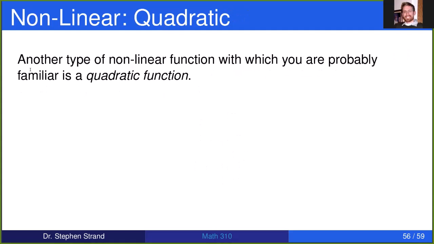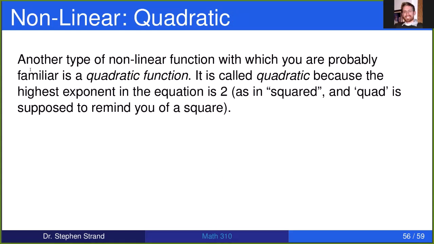Another type of function that you're probably familiar with is a quadratic function, which we call quadratic because the highest exponent is 2 in the equation. And 2 is often called squared. Right? When we raise something to the second power, we say that it is squared. And quad is supposed to remind us of a square. So that's why functions that have a highest exponent of 2 are called quadratic equations.